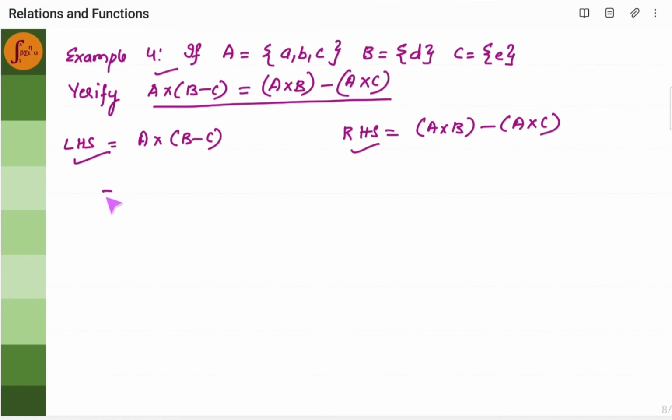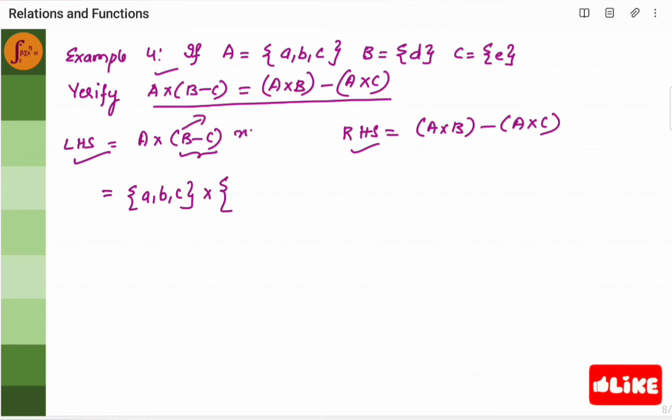Left hand side, we'll have set A. First thing is we'll have to solve what is there in brackets. What is there in brackets? B minus C, right? For now, I'll write set A as is. Instead of B minus C, I'll put set A into B minus C. What is B minus C? Elements that are in B, not in C.